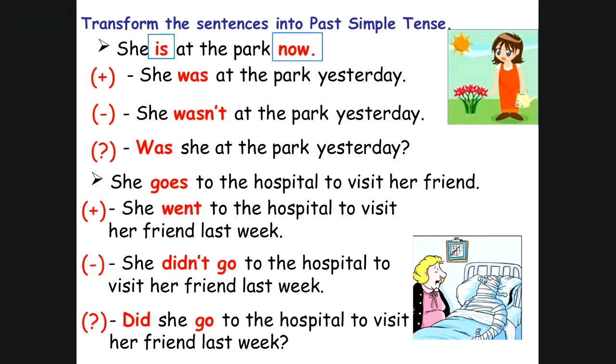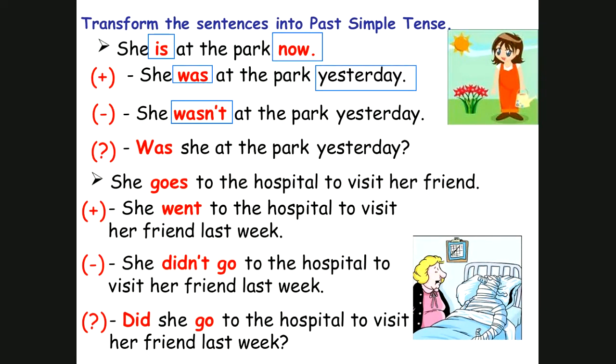Affirmative. She was at the park yesterday. So you say now, you are including a time expression for the past. The negative one, she wasn't at the park yesterday. Remember, the negative is created simply by including the was, not, or wasn't.